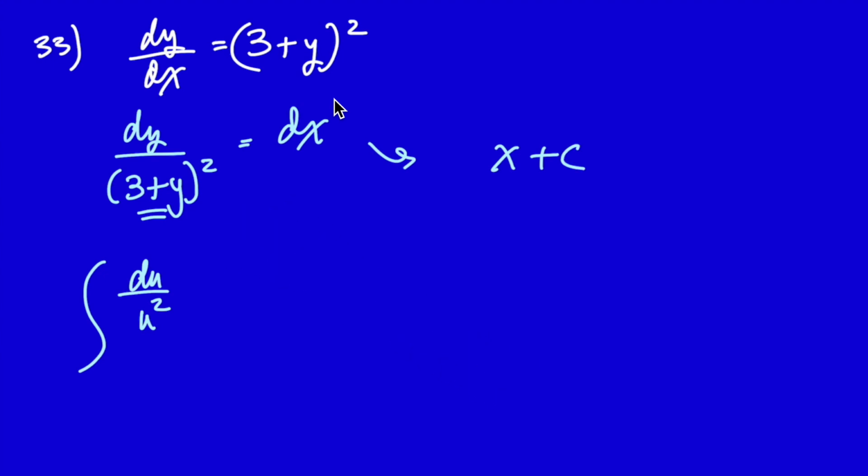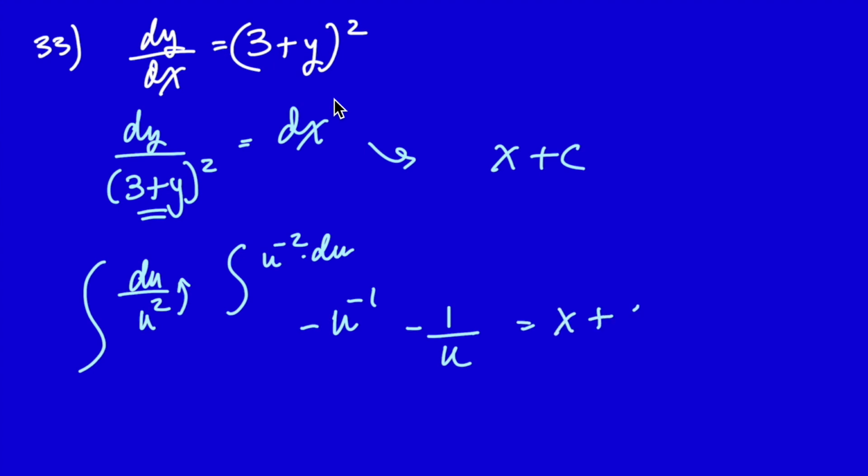Okay, so here we're going to bring that u to the second power up top, so we're going to have u to the negative 2 du. We're going to add 1, that's going to give us negative 1, and we're going to divide by the new exponent, which is the same as multiplying by negative 1. So this is going to give us negative 1 over u equals x plus c. We're going to go ahead now and substitute back in for u, so we're going to have y plus 3 down below. Okay, we're still trying to solve for y.